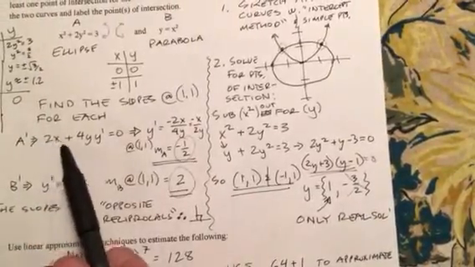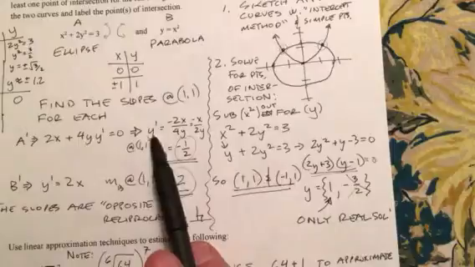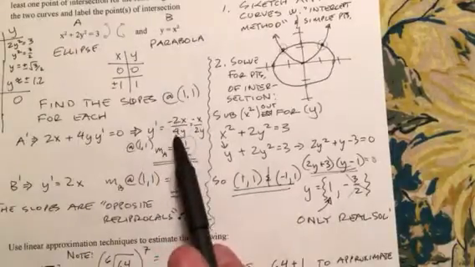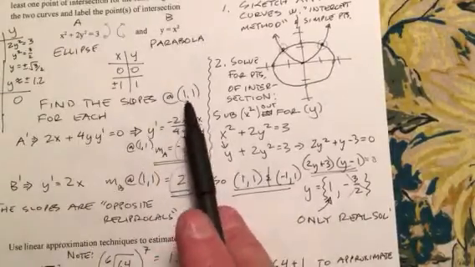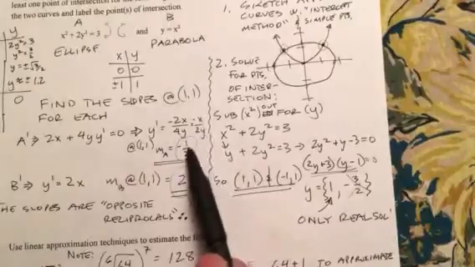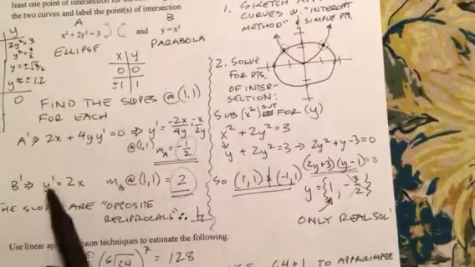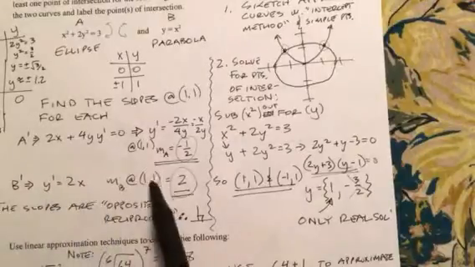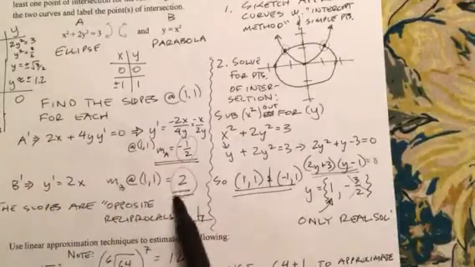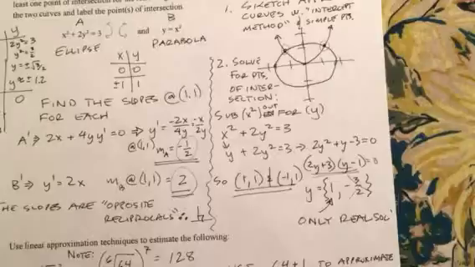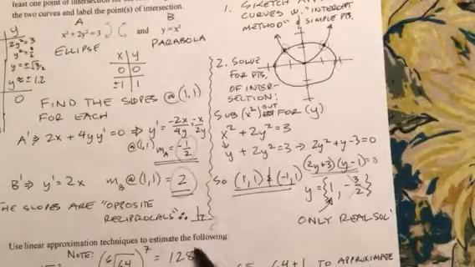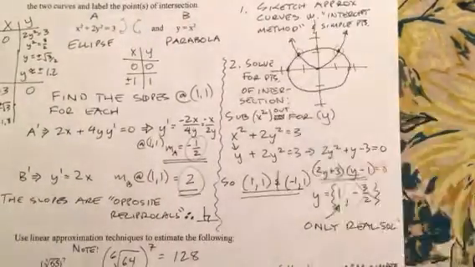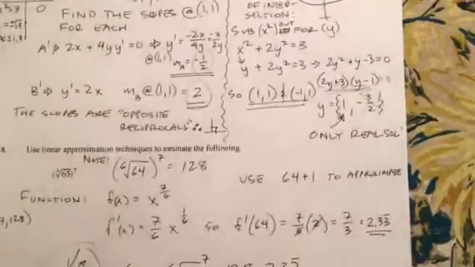When I found the implicit differential, I get y prime is equal to negative 2x over 4y. When I plug in 1 for x and 1 for y, I get just negative 1/2. When I do that with the parabola, I get the very simple y prime is 2x. When I plug in just the 1 for the x, I get 2. And these guys are indeed opposite reciprocals, so that's perpendicular. That is what it means to be orthogonal.